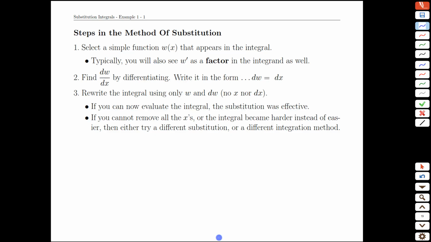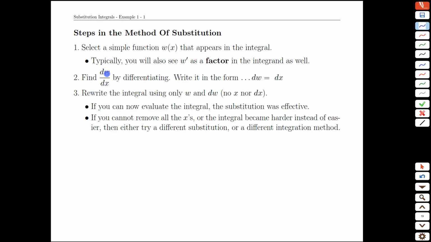Once you've decided you're going to try a substitution, the first thing you have to decide is what you're going to call this new variable, this variable that was not in the problem to start with. Usually what you're looking for is the derivative of whatever you're picking to be in the integrand as a multiplier as well.